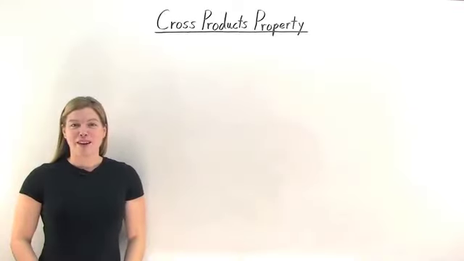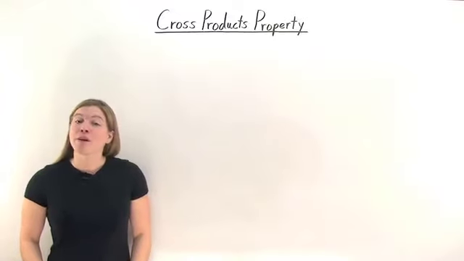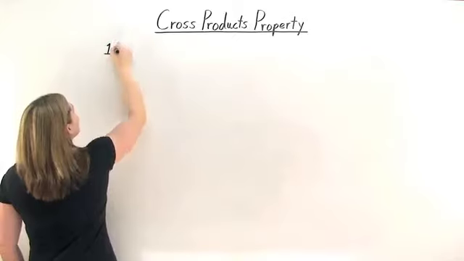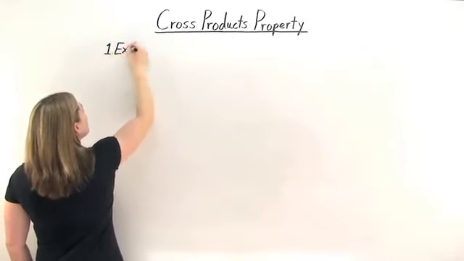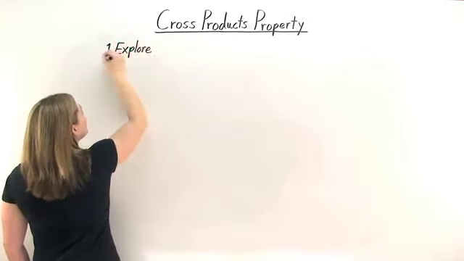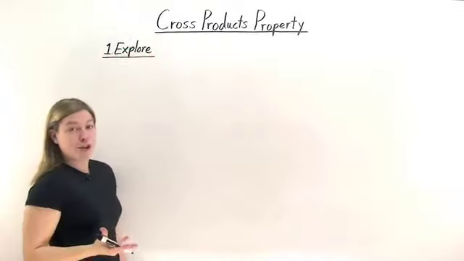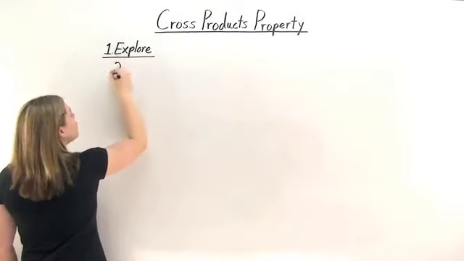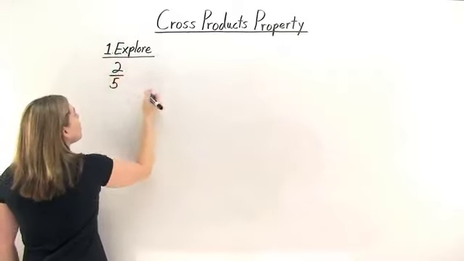What is the cross products property? This property deals with proportions, so let's go ahead and start there. Let's first do a little bit of exploring with a proportion and see what we come up with. So we need a proportion. Well, a proportion is an equation where two ratios or fractions are equal.